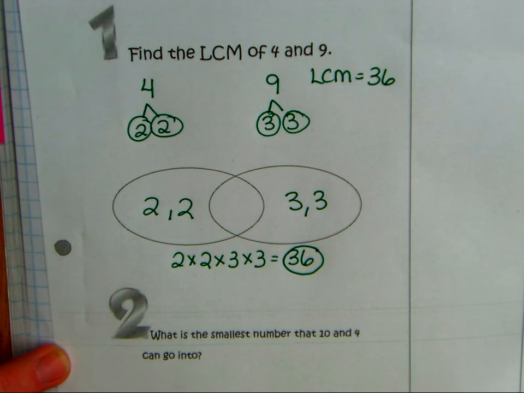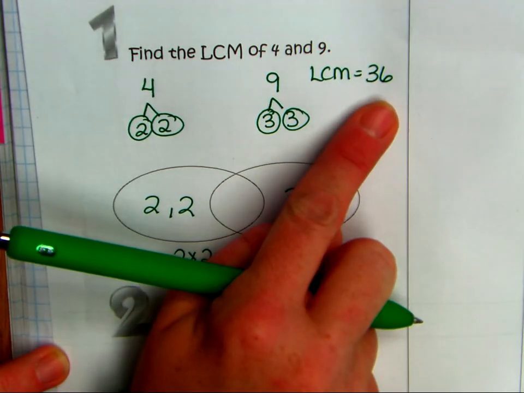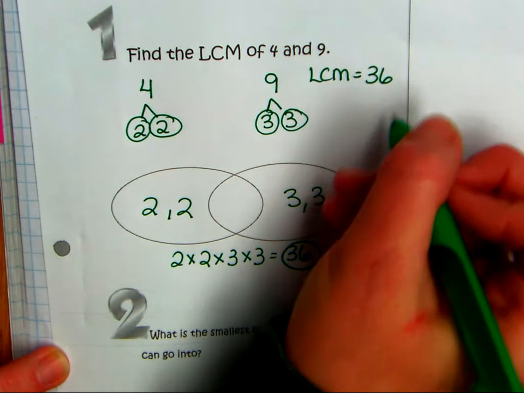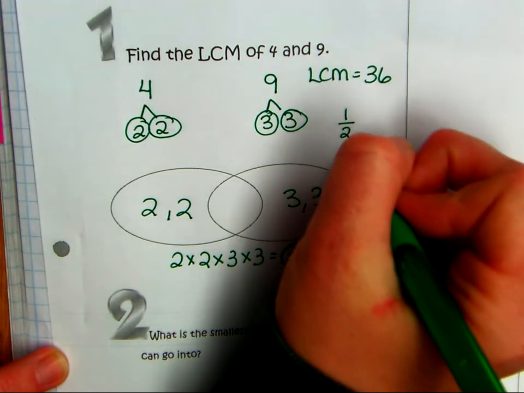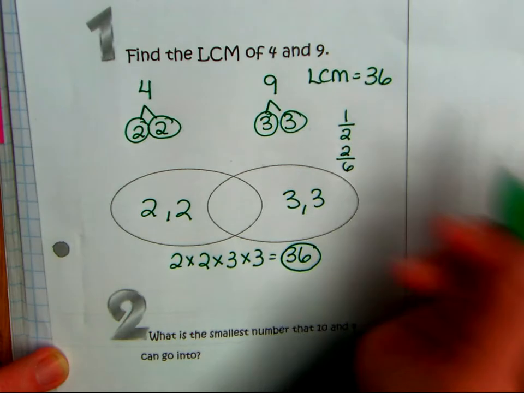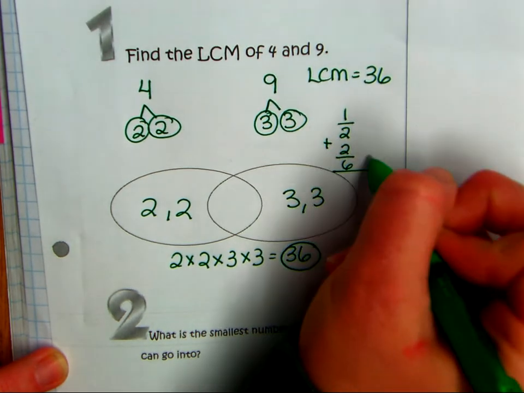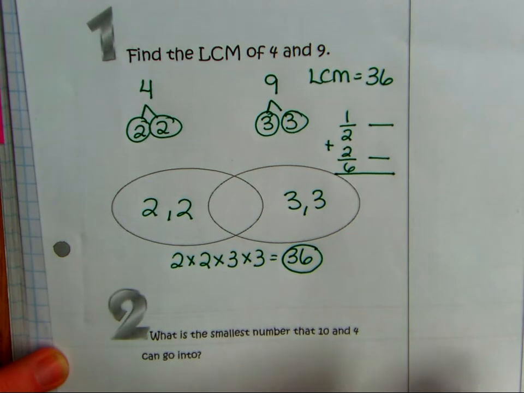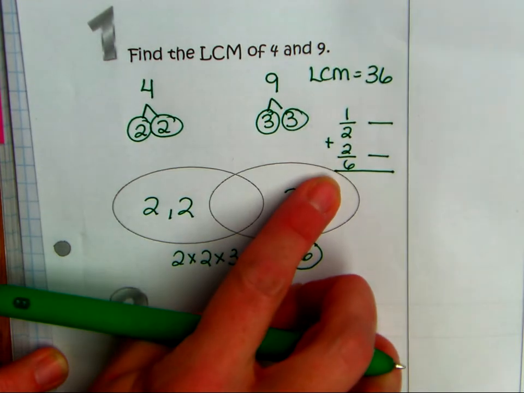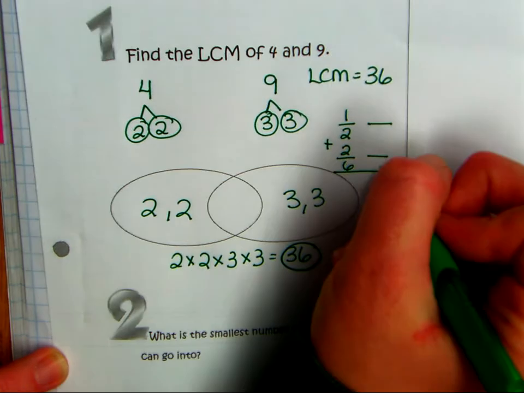Now, when we do this, what you're going to find is this LCM is the same as the common denominator. So if we were to have 2 fractions like 1/2 and 2/6, and we wanted to add them, and we want to find the common denominator, our least common multiple is going to also be our common denominator. So in this case, our common denominator would be 6, because they both can go into 6, but 6 would be the smallest one. It's the smallest multiple.